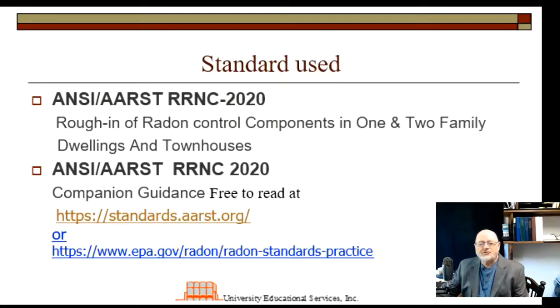The standard that's used is given here. It is the ANSI AARST standard, and the acronym for it is RRNC-2020, and it stands for Radon Rough-in in New Construction. And you can see here a little bit of a description of it. The standard is not particularly large. I have it right here in front of me, and it's about 15 or so pages, maybe a little bit more than that. And it's well constructed and broken down into what I'll call sections.